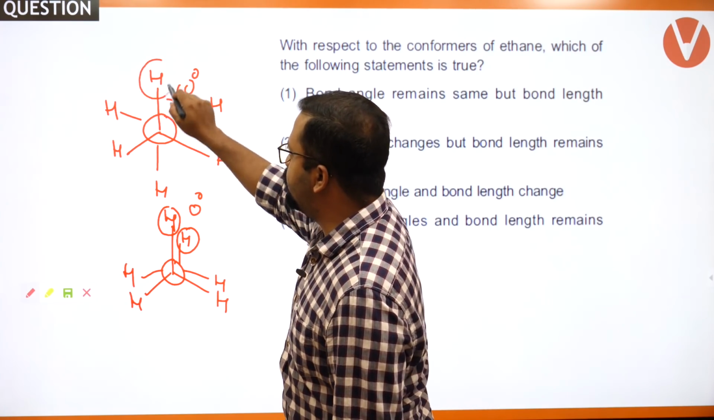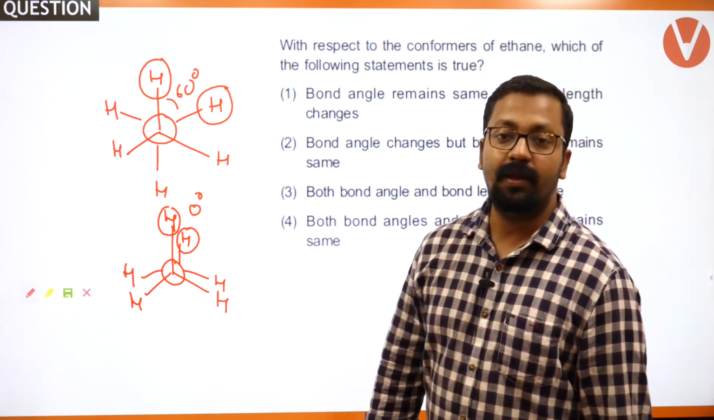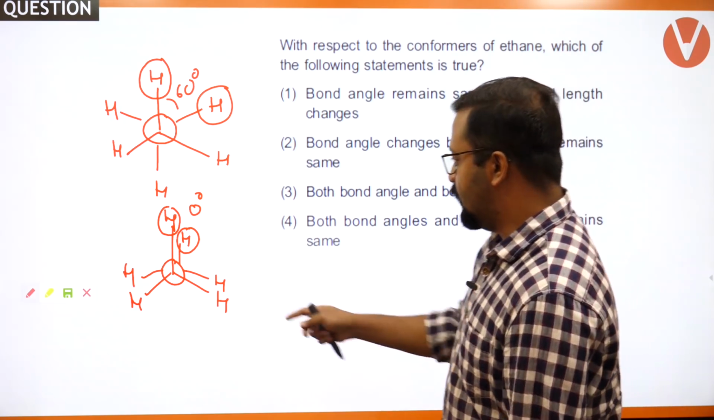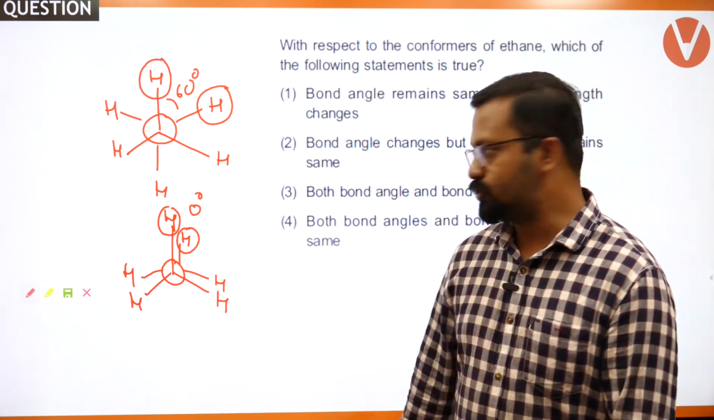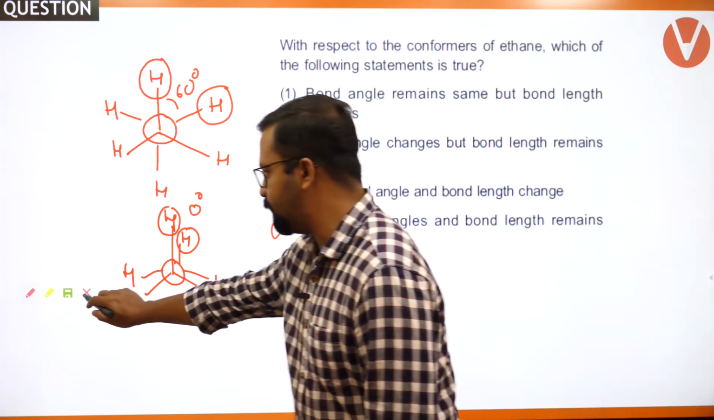So an atom in the front carbon and an atom in the rear carbon, the angle between them, if it changes, that does not change the angle at the carbon atom or the bond length. So the fourth option is correct. Both bond angle and bond length remain the same.